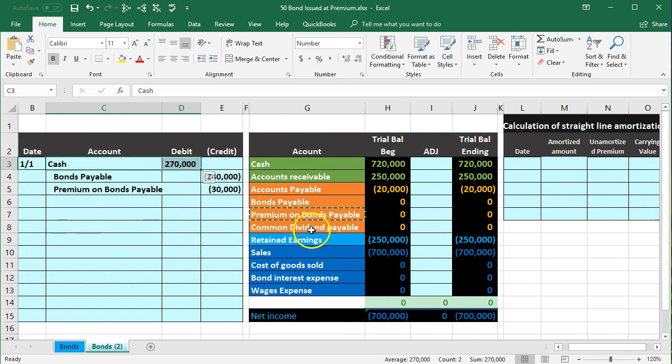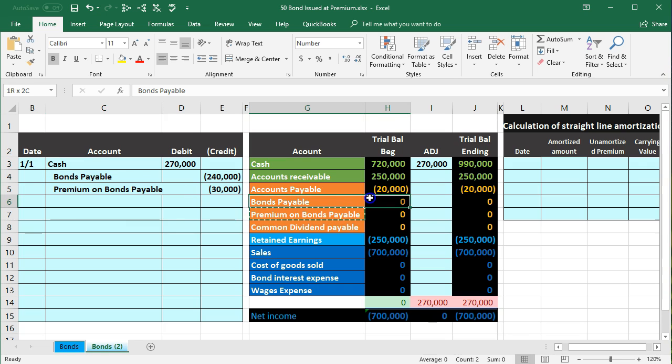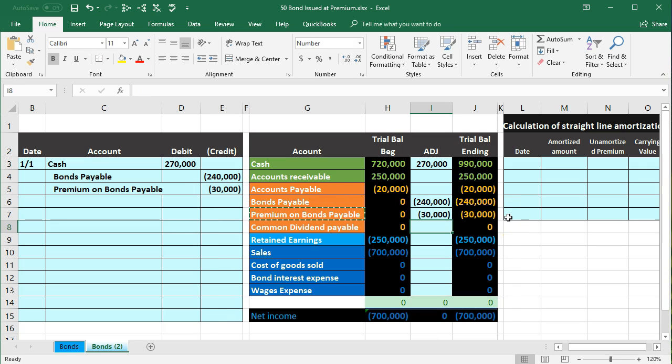Here's cash. And note what we didn't use on this transaction. I didn't need the interest rates at all. It was given to us, what we sold it for, and the face amount. So here's cash. We're going to be in I3. Equals, and we're going to go to the 270, bringing cash up. And then we're going to go to the bonds payable. Here's bonds payable. We're in I6 equals. We're going to increase the bond payable to the 240 and enter. And then we're going to go to the premium here in I7 equals the premium, bringing the premium up. And there we have it.